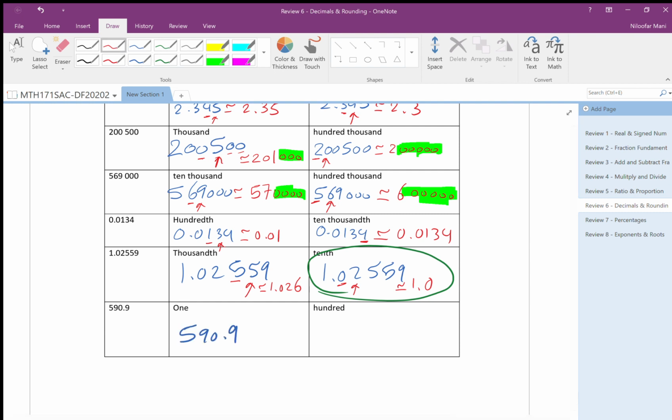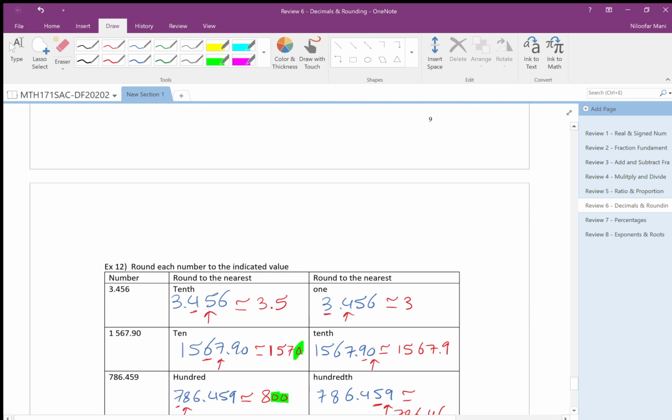How about the last but not least, 590.9? So I underline that, I check that, it is almost 591. And 100, 590.9, I underline that, I check that. Sorry, I need to be consistent with the color. So it is 100, so 600. Again, I consider those as zeros.